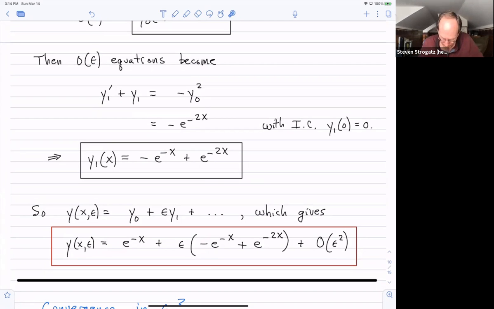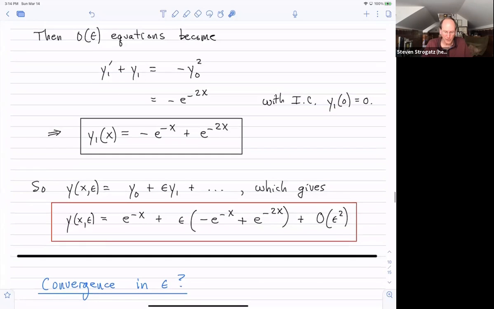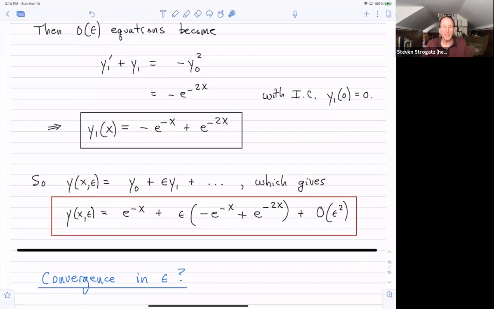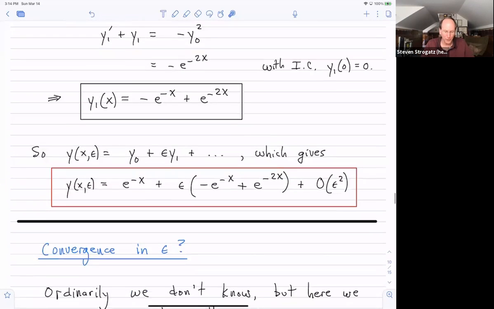Well, we could ask, like you've been brainwashed to do the first time you ever deal with power series, you always think about convergence. So does this series converge with respect to epsilon? Okay, we could ask that question. You can probably already guess what might happen given earlier things in the course. Actually, here it is going to converge in epsilon.